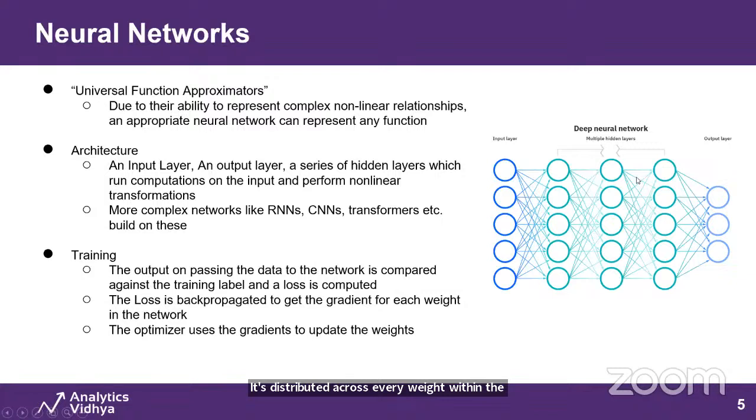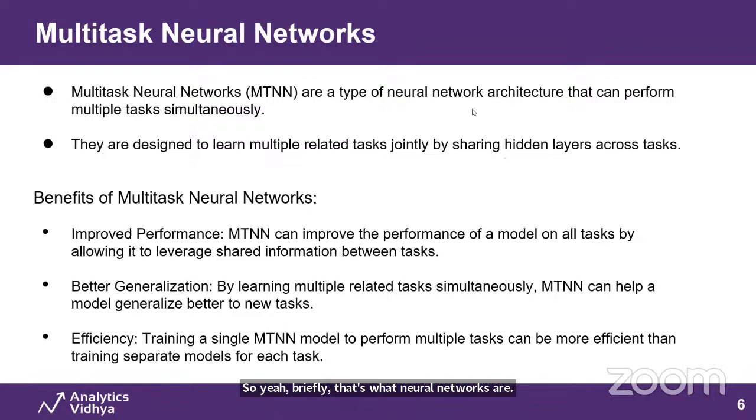And this is passed to the optimizer. The optimizer determines how much to adjust each weight based on the loss we found. This happens iteratively until we minimize the loss to the extent possible, and that's when we have a final fully trained network. So yeah, briefly, that's what neural networks are. That's all I had on this. So we'll go to multitask neural networks.